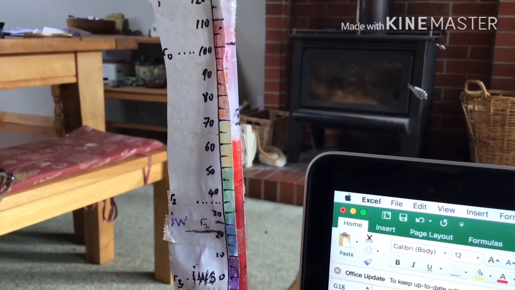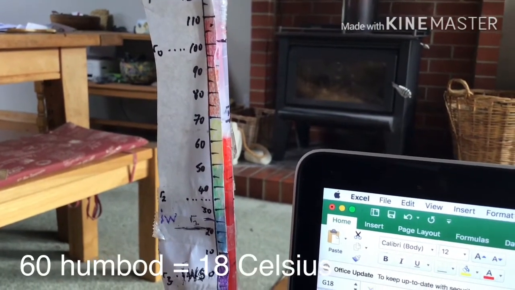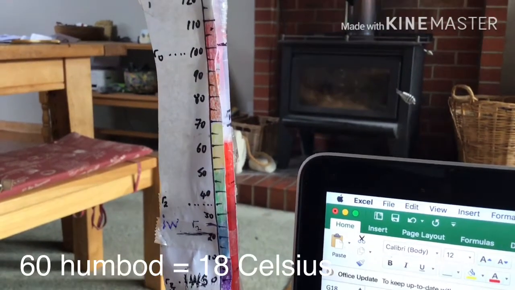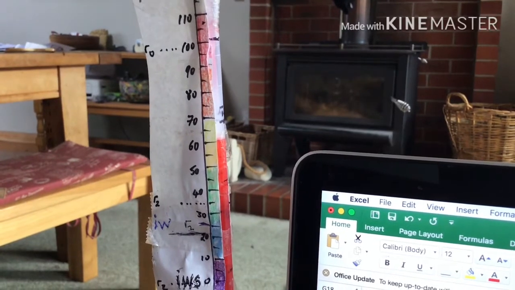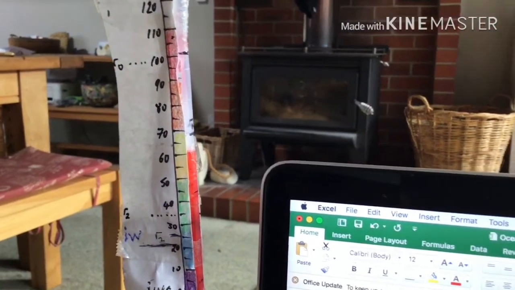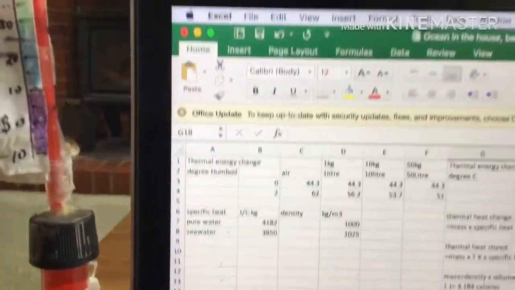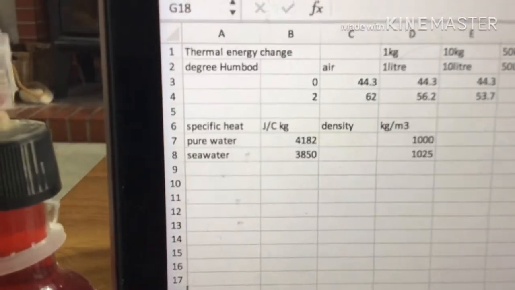Well, the room's really warmed up now. The sun's come round and it's taken a few hours, but we're now at about 61, or just over 60 Humboldt. Now, we can actually do some calculations using some heat formulas as well.